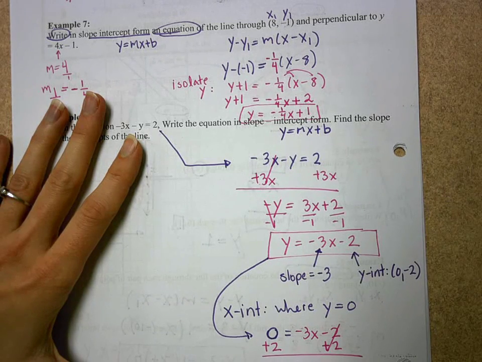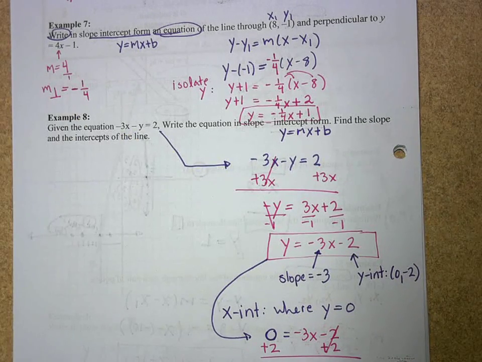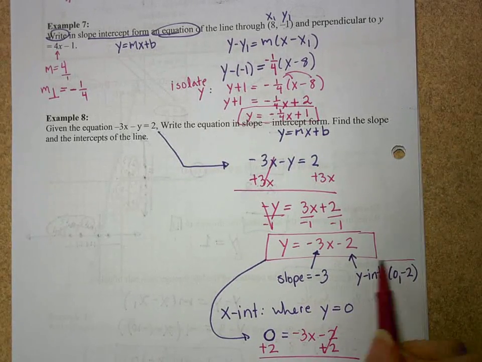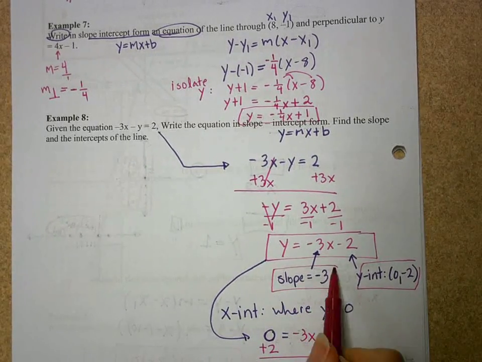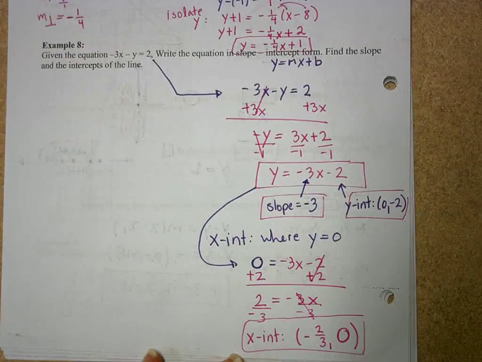So the x-intercept you could write as the point negative 2/3, comma, y is always 0. Okay, and that would be our answers: x-intercept, y-intercept, slope.